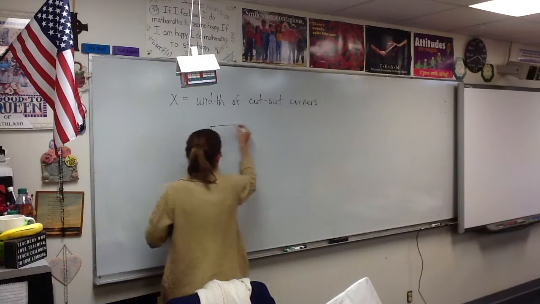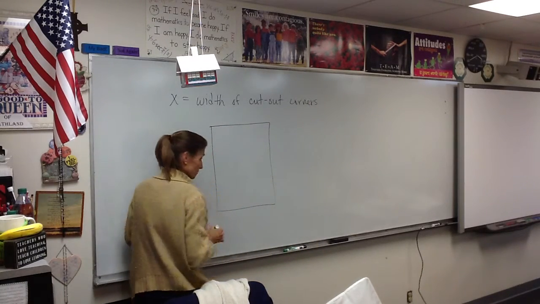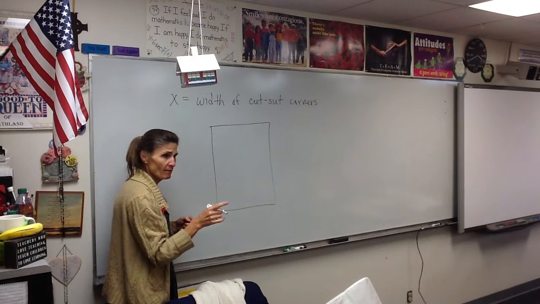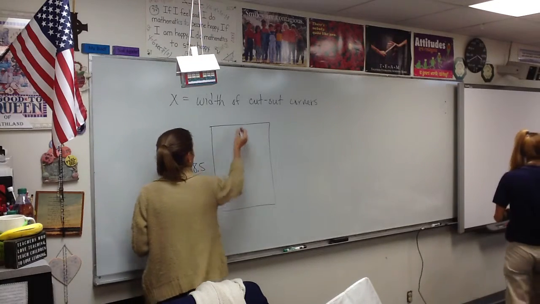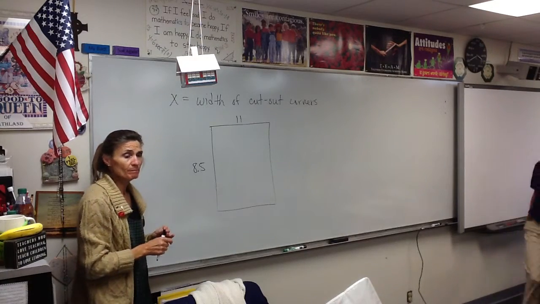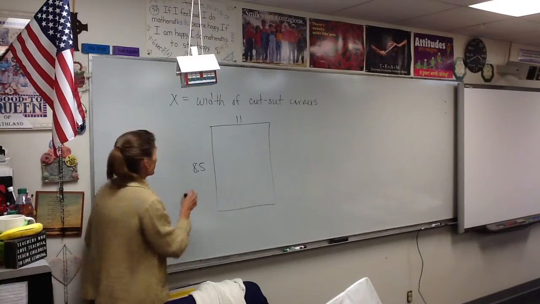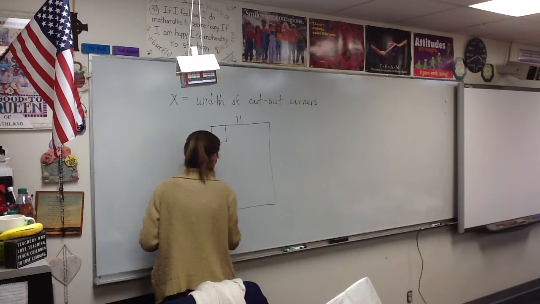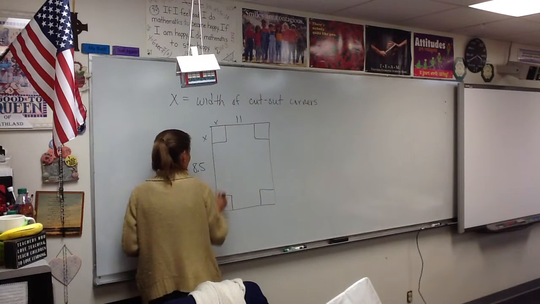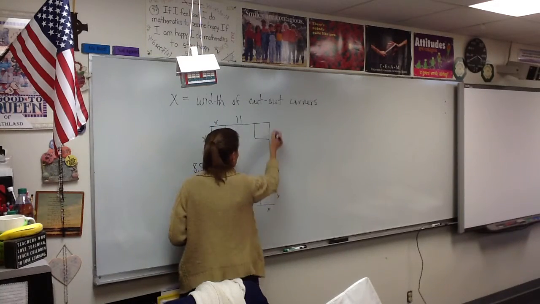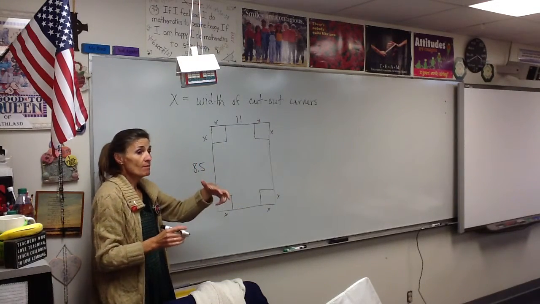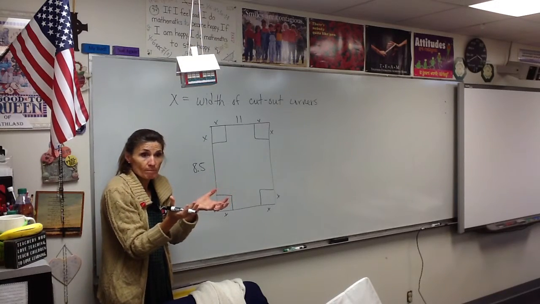So here's our piece of paper. What size is that paper? That 8.5 by 11? So here's our piece of paper that's 8.5 by 11. And we are going to cut out corners, square corners, that are X by X. And our job is to make the box that will hold the most.